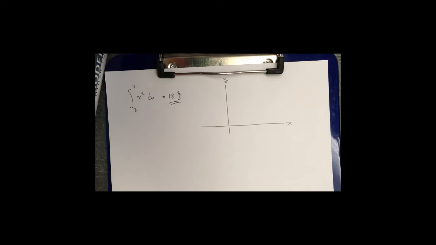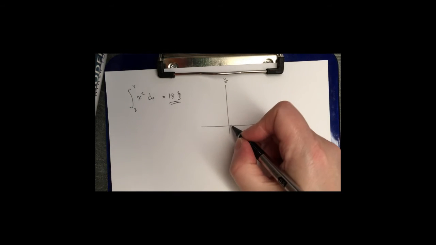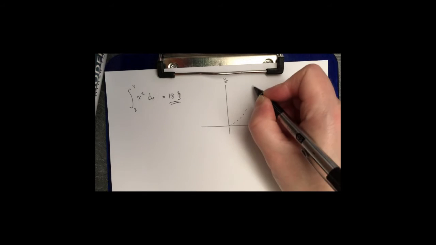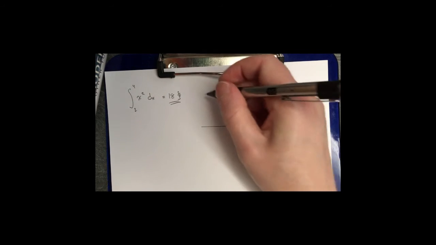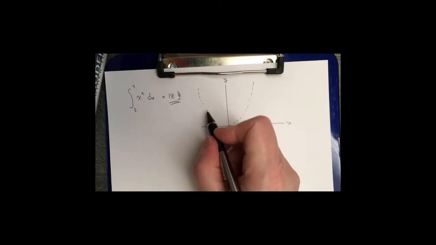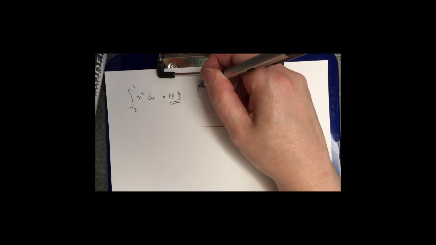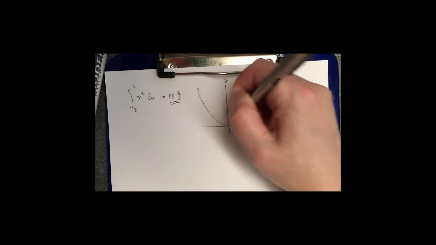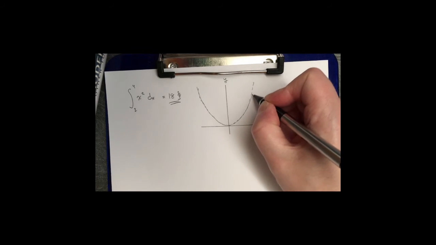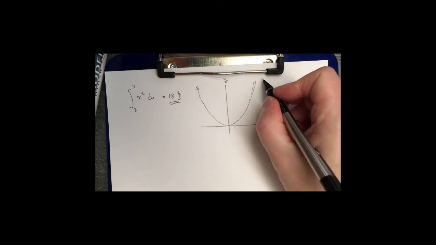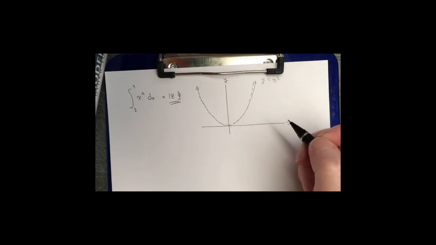Some days are good graph days, some days are not good graph days. So here's my x squared. Okay, I like to do little dashes because I'm not good at putting the pencil down and drawing continuously and having it look nice. So here's my x squared. Okay, a nice bowl-shaped function. That's y equals x squared.